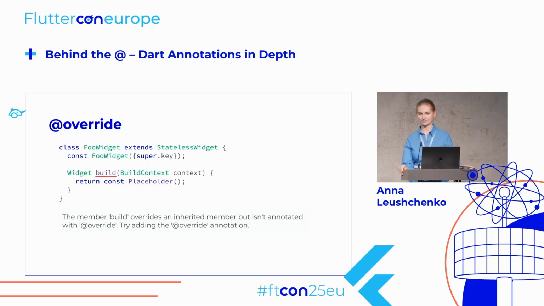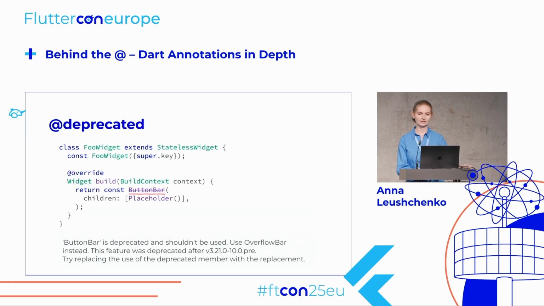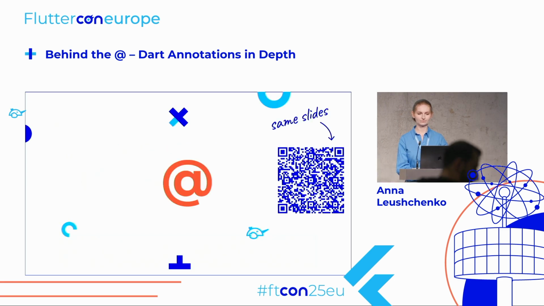Well, if you have spent some time with Flutter development, chances are you have seen a warning like this before. Here we have a widget with a build method, and it produces a warning because it's missing the override annotation. And you may also have faced, probably ignored, a warning like this after upgrading Flutter in your project. Over time, some APIs are getting outdated and are marked with the deprecated annotation to make us stop using them.